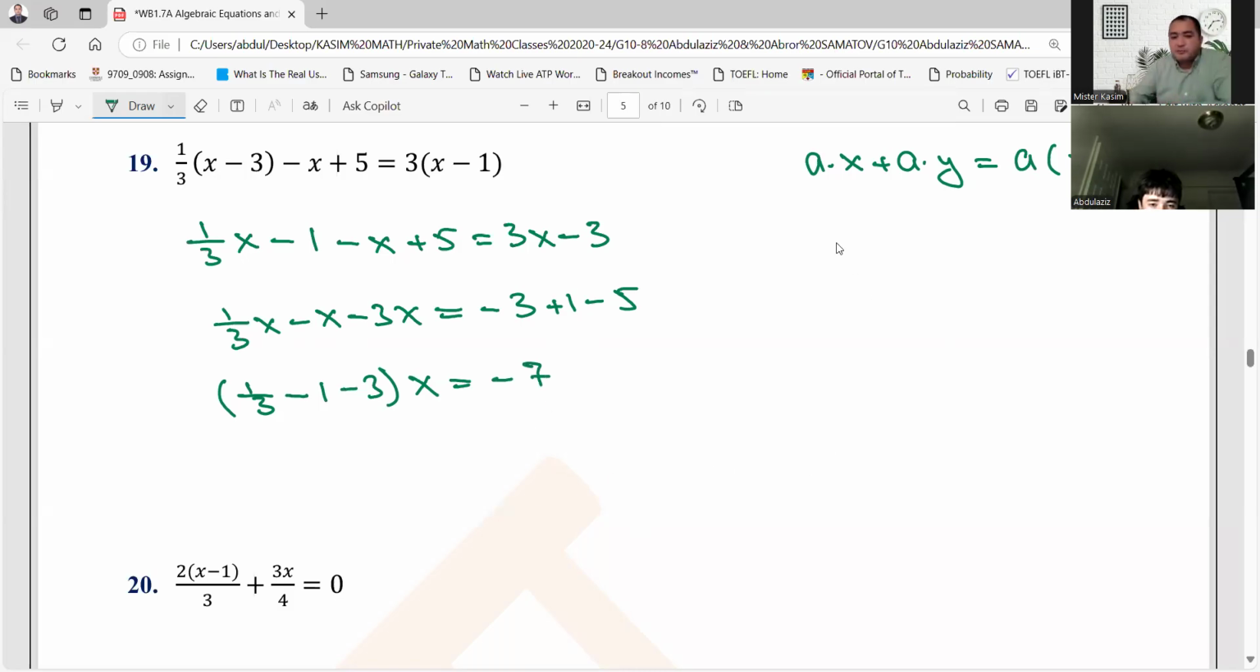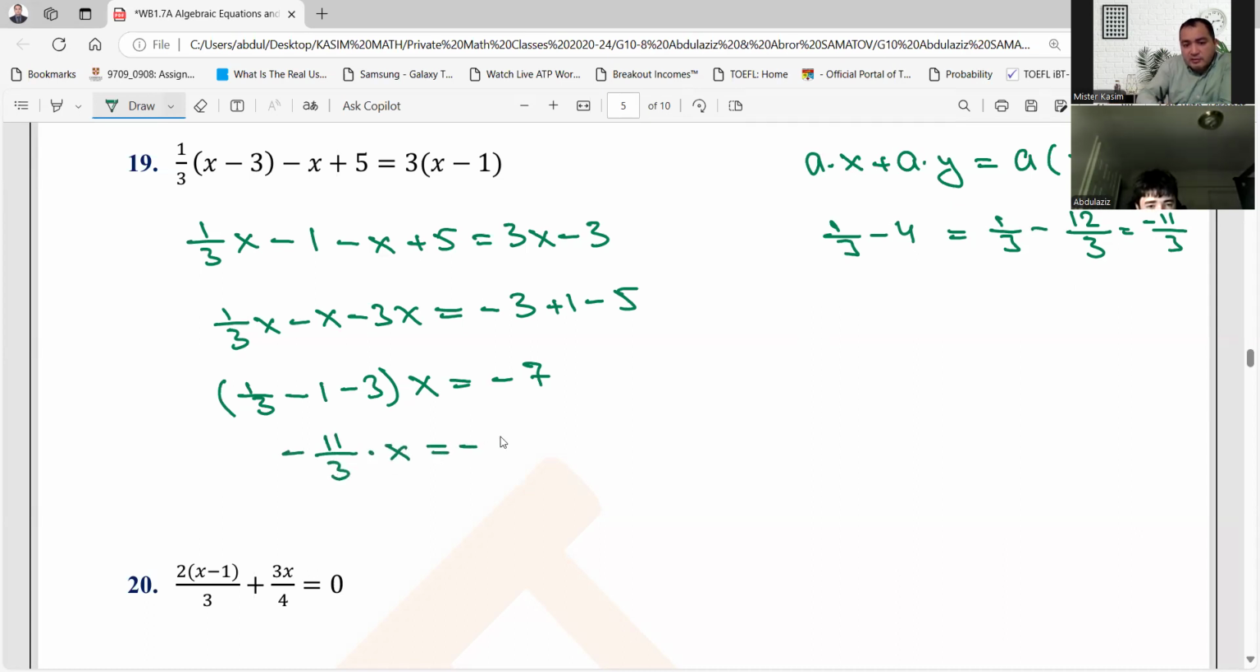And now how do you simplify this? 1/3 minus 1 minus 3 is minus 4. So which is equal to 1/3 minus, instead of 4, I can write 12 divided by 3. Because 12 divided by 3 is 4. And now if you simplify this, 1 minus 12 is negative 11 over 3. So here we have negative 11 over 3 times x is equal to negative 7.